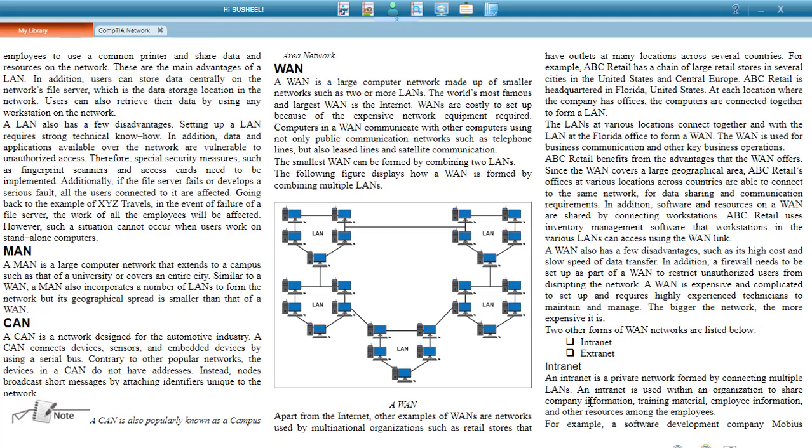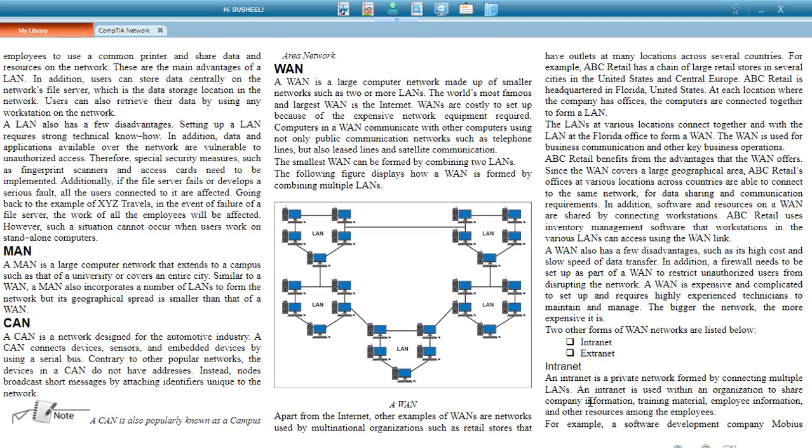For example, ABC Retail has a chain of large retail stores in several cities in the United States and Central Europe. ABC Retail is headquartered in Florida, United States. At each location where the company has offices, the computers are connected together to form a LAN. The LANs at various locations connect together and with the LAN at the Florida office to form a WAN. The WAN is used for business communication and other key business operations.